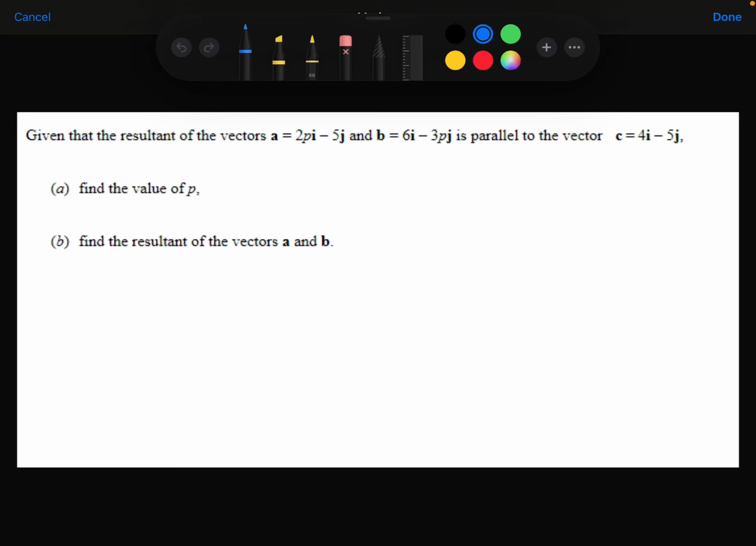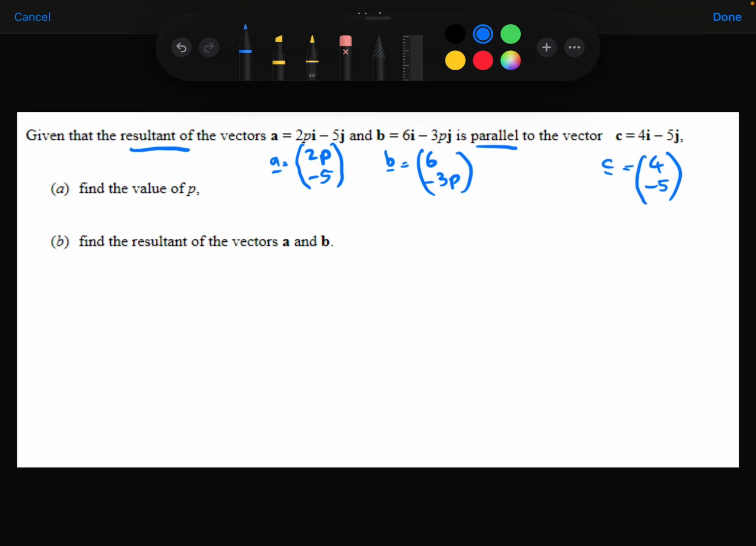Given that the vector A equals (2p, -5), so I'm going to write that as a column vector, because that's how I like my vectors, and B is equal to 6i minus 3pj, and we're told that that is parallel to the vector C, which is 4i minus 5j.